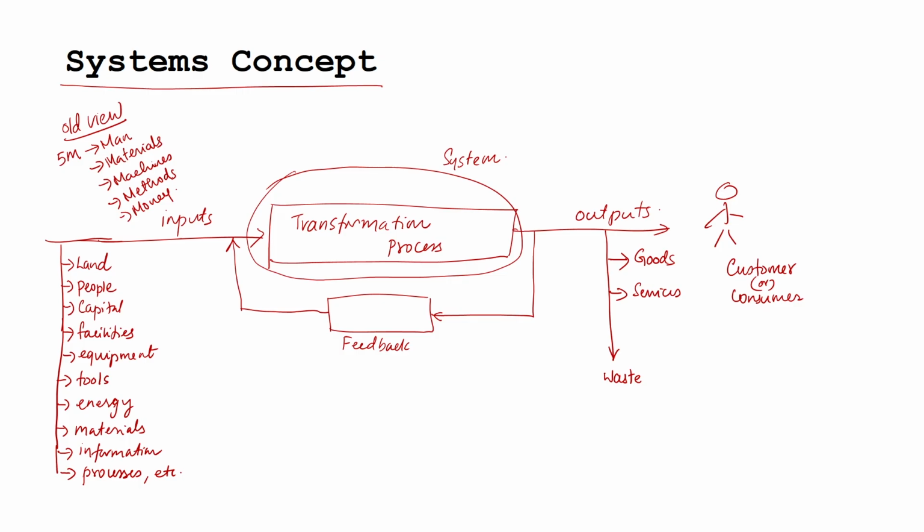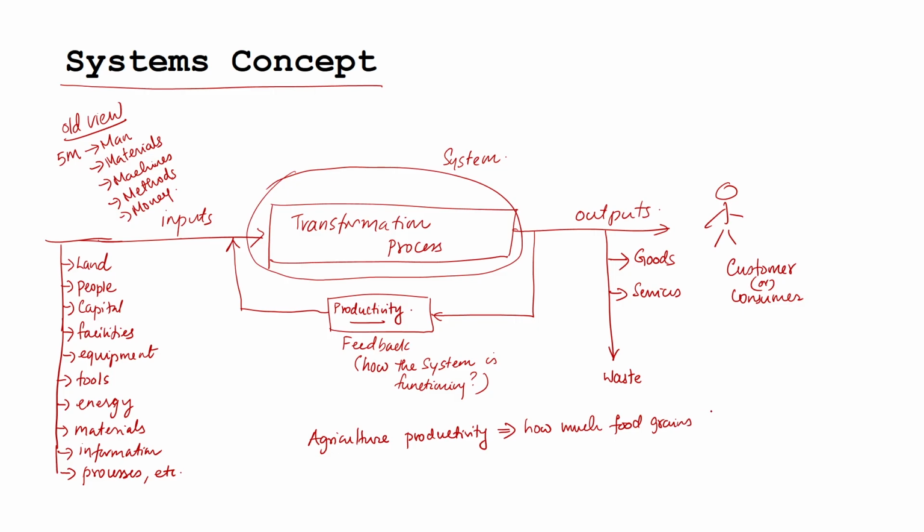And then we have what you call the feedback. Okay. Feedback is how the system is functioning. Okay. That is the feedback, and usually this is measured as what you call productivity. Okay. How good you are at producing. So, productivity, an example is when you say agriculture productivity, what that implies is how much food grains per hectare.